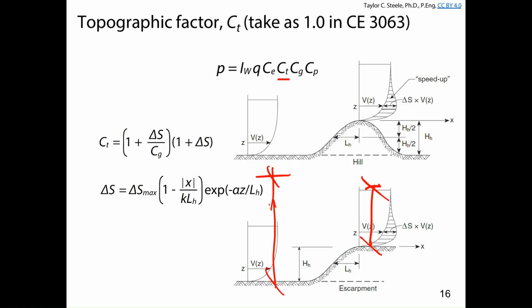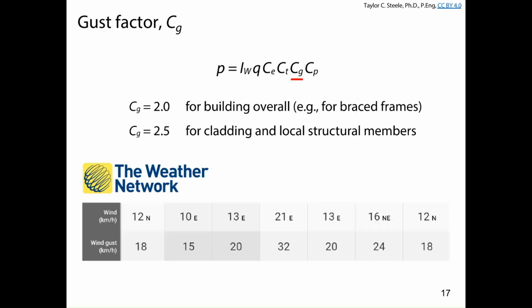Next, we have a gust factor. Anyone who's been out in a windstorm knows that the wind's blowing at you, and then all of a sudden you get blown backward by a big gust of wind. Gusts every once in a while will occur. They tend to result in wind speeds that are higher than the mean hourly wind speed.